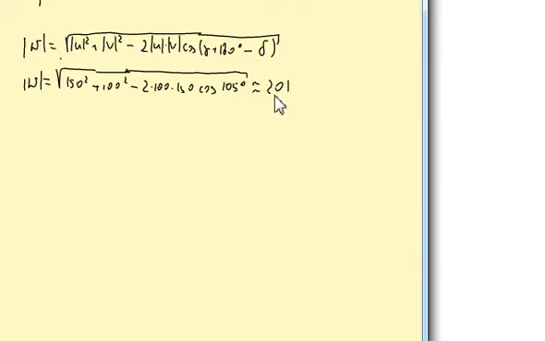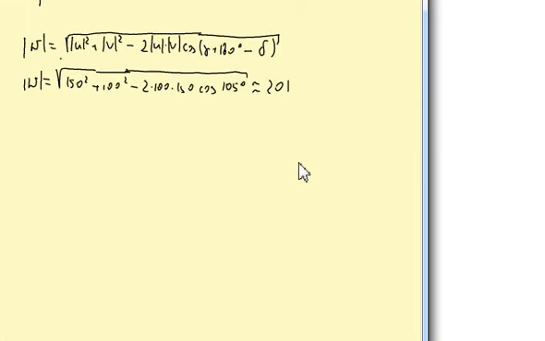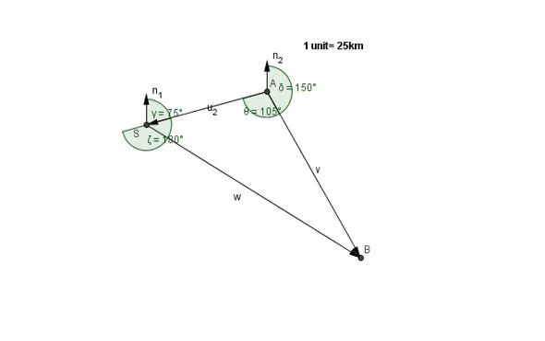And now plugging in the numbers into the calculator. Here it is 150 degrees and so on. Calculating this value and then square rooting the answer, you'll get the length of vector w.